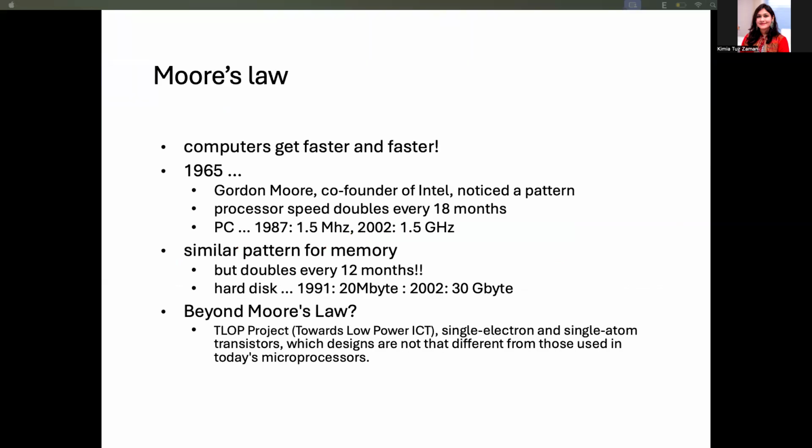So, Moore's law observed that processing power doubles every 18 months. That's why your phone today is more powerful than a 1990s supercomputer. But this pace is slowing down. And do you think we always need faster computers, or are smarter designs more important?